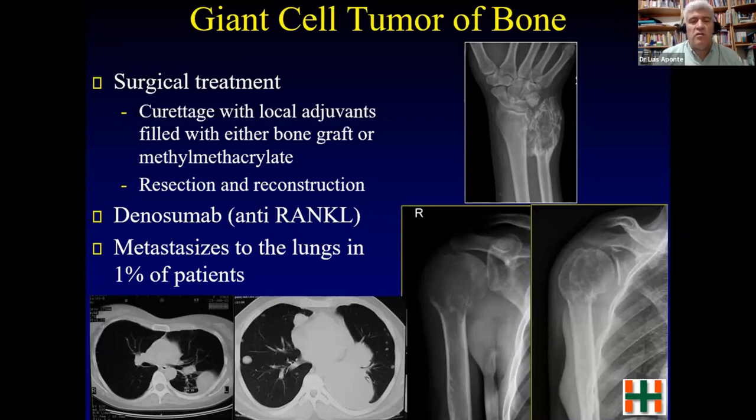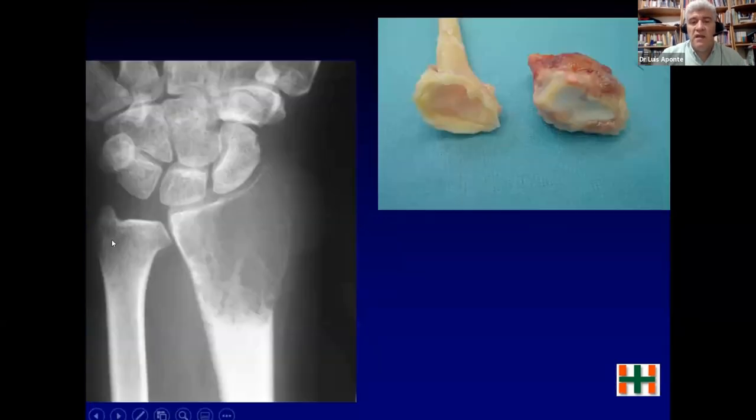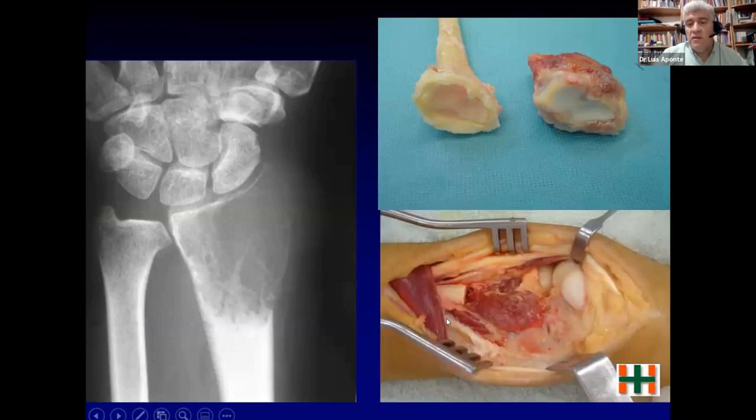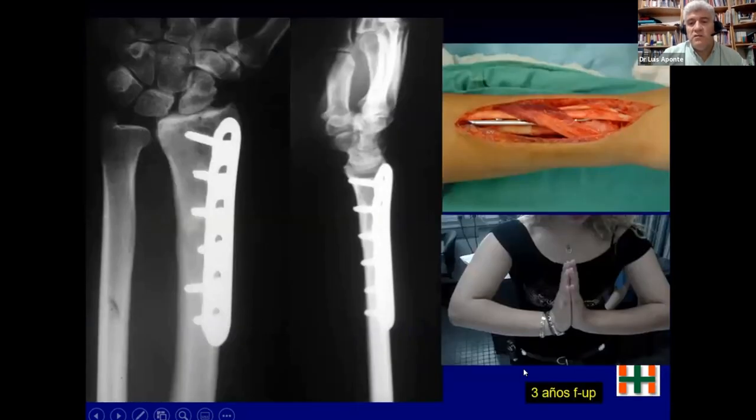So here you can see metastasis to the lungs is in 1%, but it's very common in giant cell tumor in the wrist. Here's a case, you can see a big destruction. Here's the tumor, here's the radius allograft, here's the defect, and here's the reconstruction and 3 years follow-up with good function. So in the wrist, we perform resection and reconstruction. We don't perform curettage, because we have a lot of local recurrence.